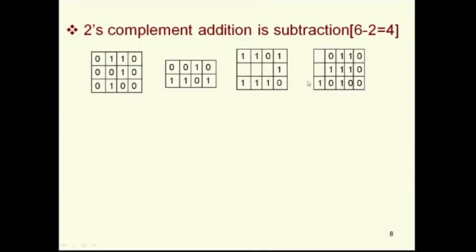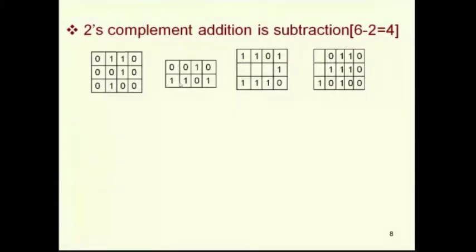Then there exists a carry. When there is a carry, we can discard it and say that 4 is the answer, 0, 1, 0, 0. So discard the carry and the answer we get is 4. So the moral of this discussion is 6 minus 2 is 4, obtained just by adding. So subtraction is done through addition. That is the moral of the story of this discussion.